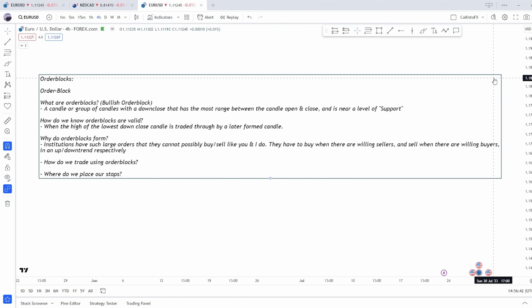And then after that, we'll be talking about how we can trade using order blocks and where we place our stop loss when we use order blocks to trade.